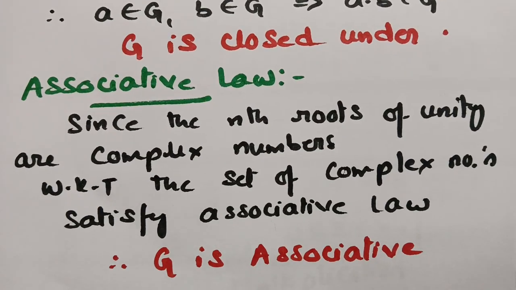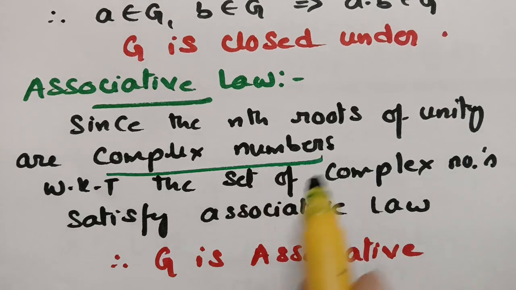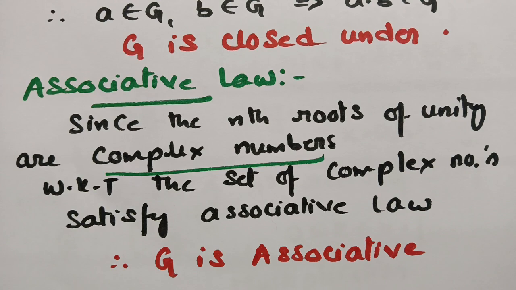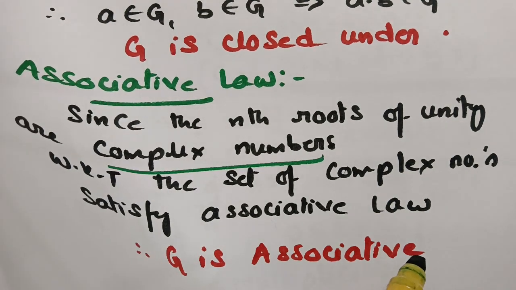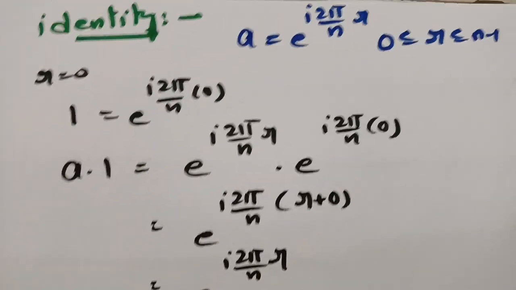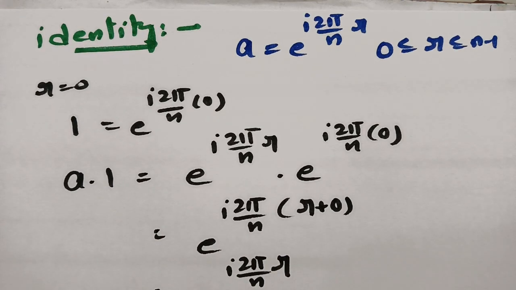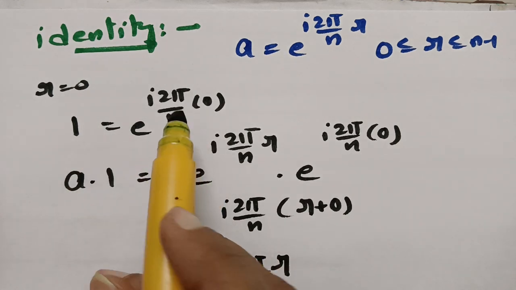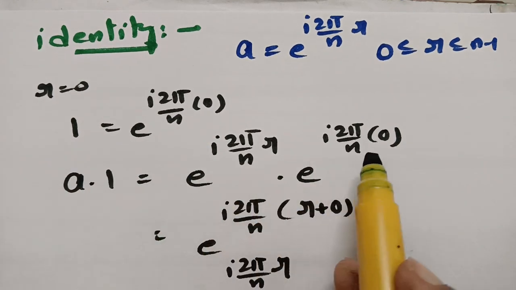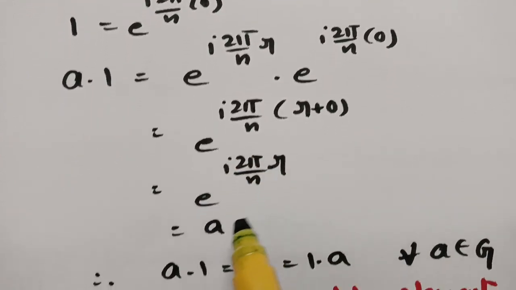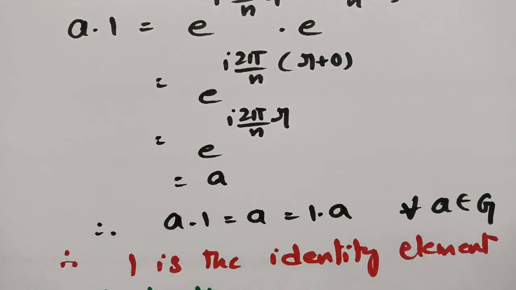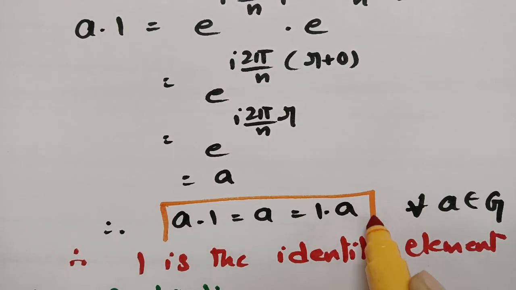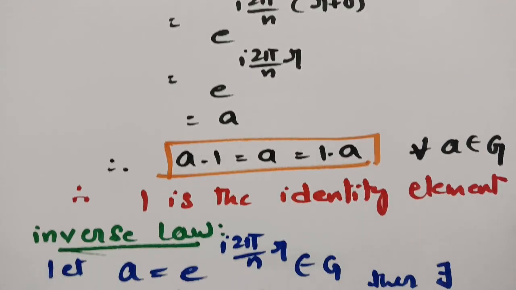According to the associative law, since the nth roots of unity are complex numbers, we know that the set of complex numbers satisfies the associative law, and G is associative. And the next thing here is the identity law. According to the identity law, we know that for multiplication 1 will be the identity. So A into 1 is considered, and I get A, and 1 into A also gives A. Therefore A into 1 is equal to A is equal to 1 into A, and therefore 1 is an identity element, G has an identity element.